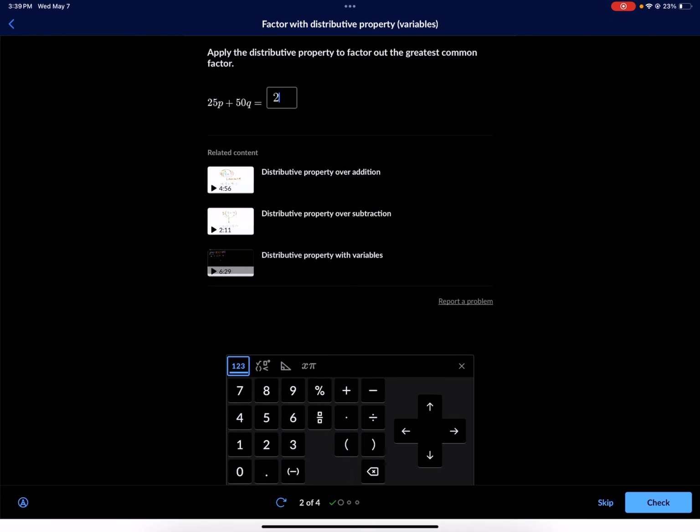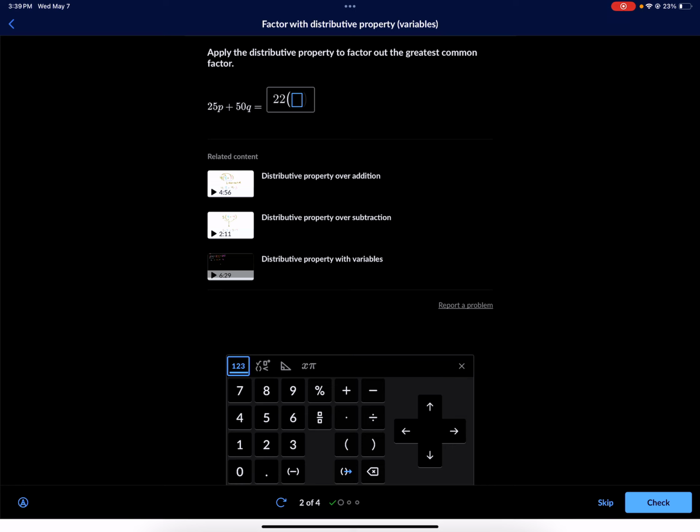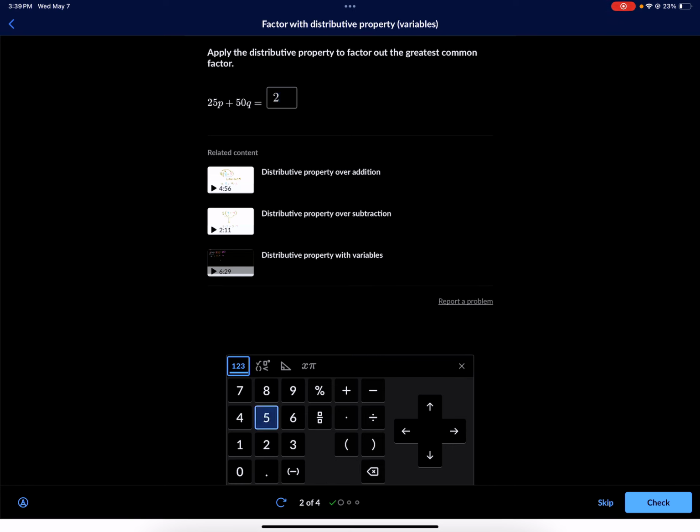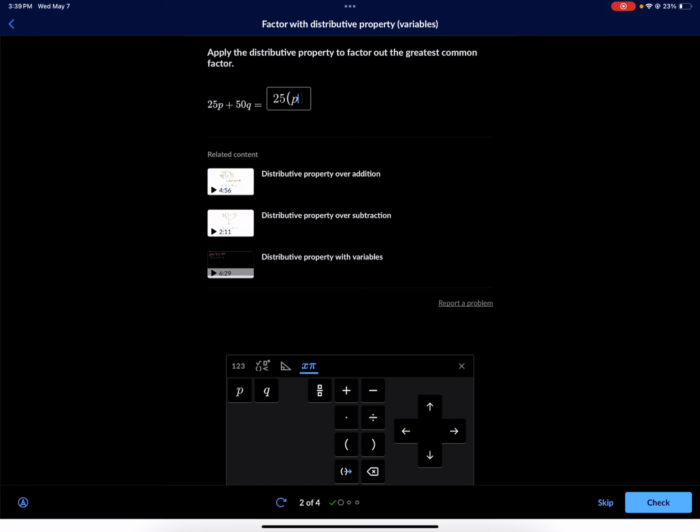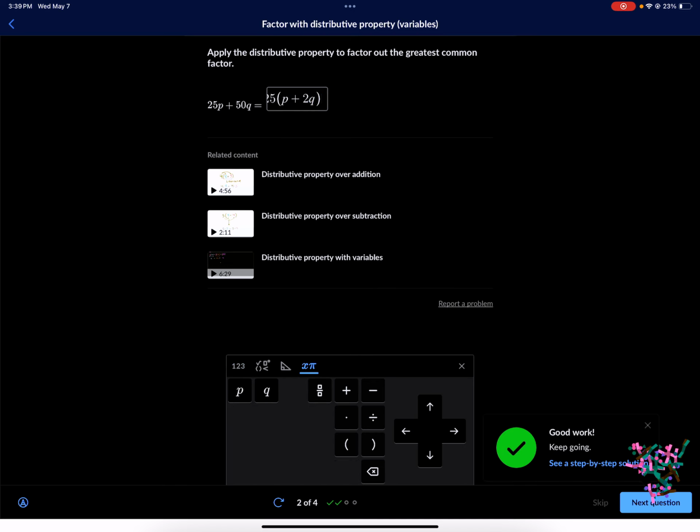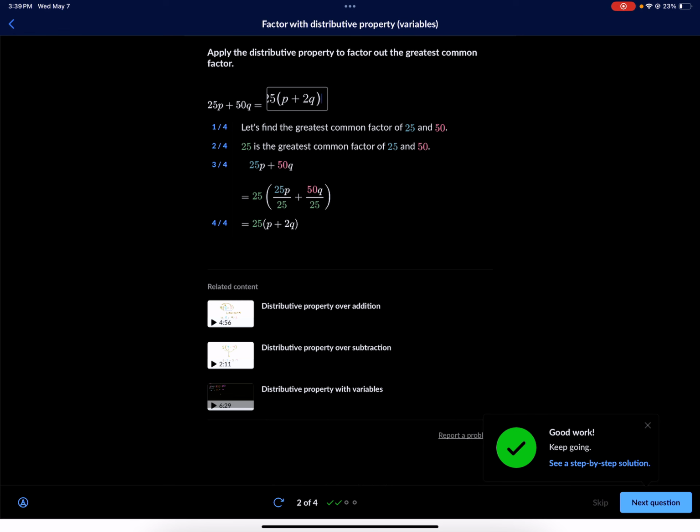So, let's do 25 and... no, not 22. 25 and... p plus 2q.